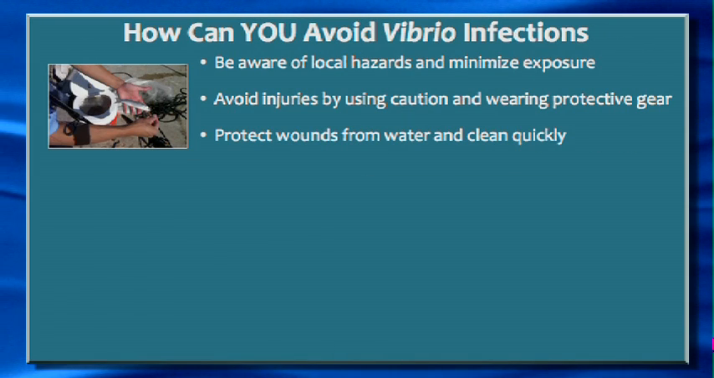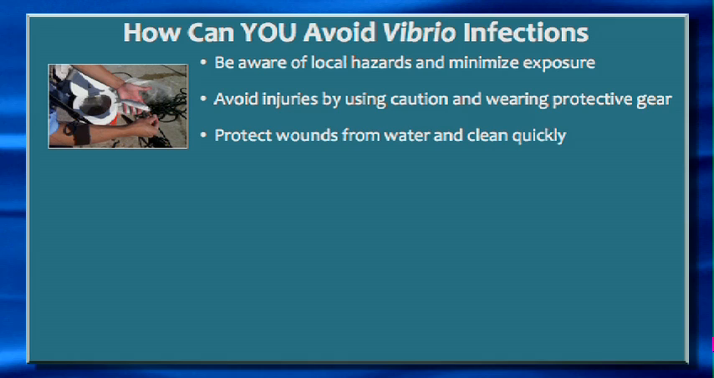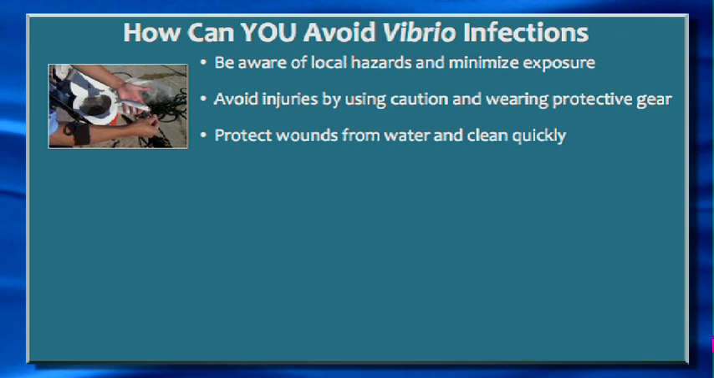And the part of the talk that I'm sure you guys are all interested the most in is how can you actually avoid these infections? Well, for the wound infections, be aware of your local hazards and minimize your exposure. So if you hear in the news that these guys are abundant in a certain area, simply don't go there. Avoid injuries by using protective gear. So if you're shucking an oyster, wear a glove. If you do happen to get a puncture wound from slipping on a piece of glass or poking yourself with a fish hook, just wash it out. Chances are you'll be fine.